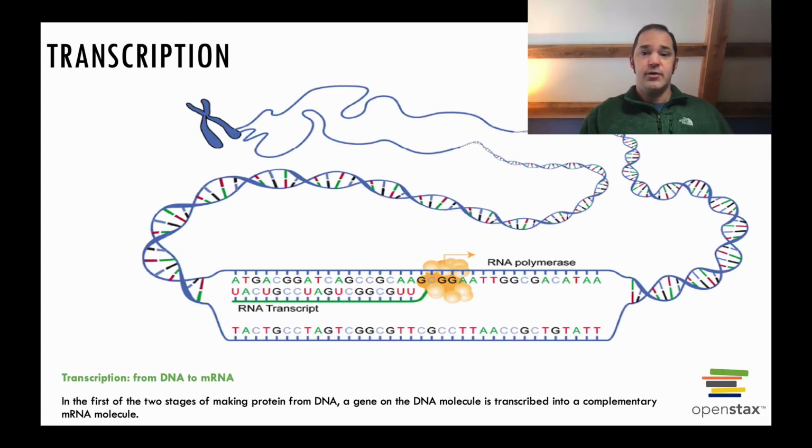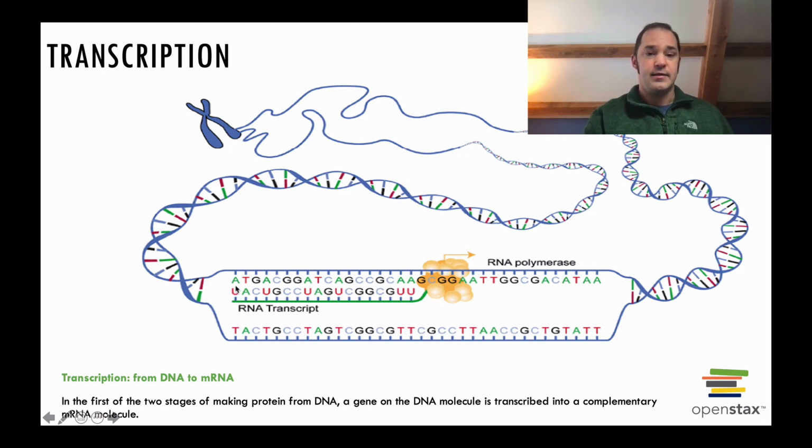So in transcription, we've got our DNA, and the DNA is unwound slightly, and you've got an enzyme called RNA polymerase. An RNA polymerase comes along and takes one of these strands of DNA and makes a complementary RNA copy. So you can see instead of a T here, you have a U, because RNA has uracil instead of thymine.